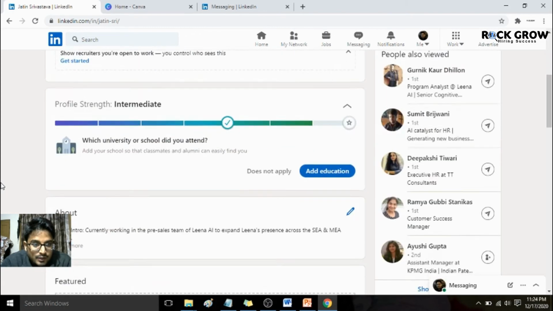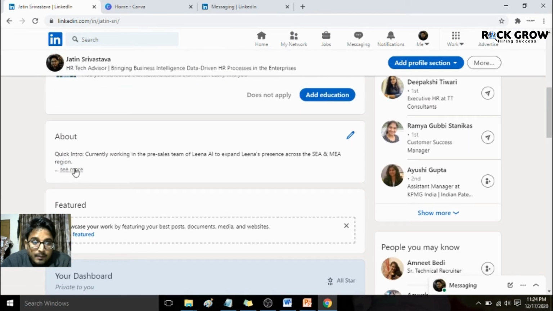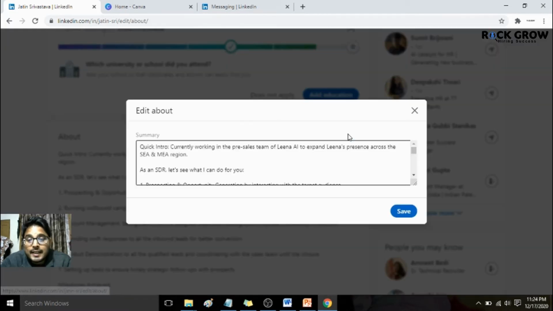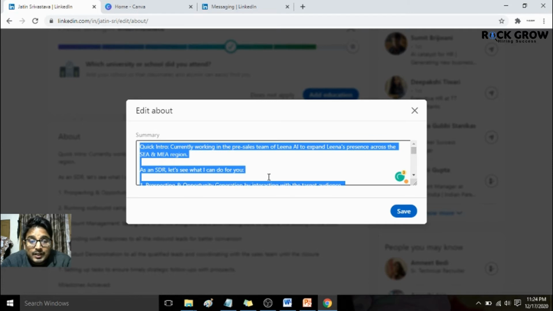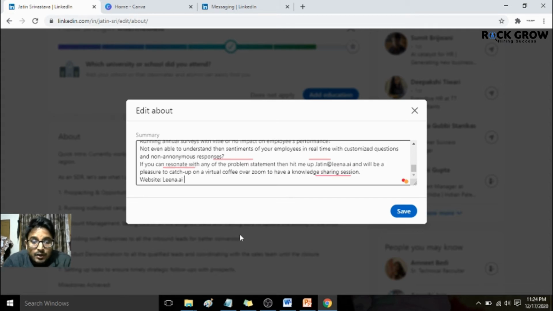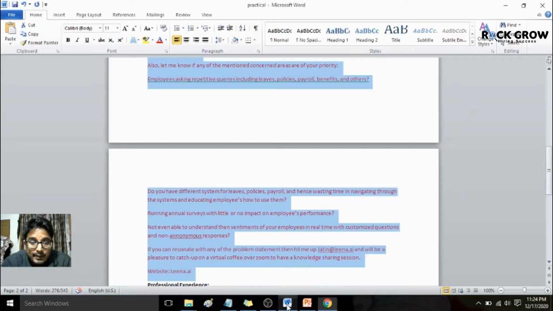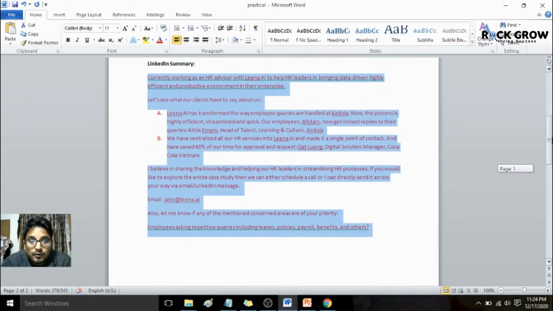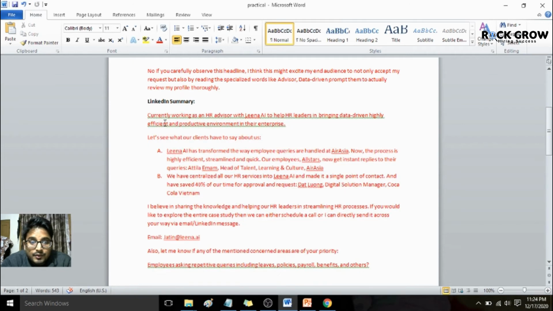Okay guys, the next section that we're going to work on is the LinkedIn about section. Make sure each and every section of your profile talks about the data driven approach, the ROI which you will be delivering to your clients. So I will be reformatting it later on, but let me show you what I am including in this. Again, I'm going to take help of this particular Word file. If you see here, currently working as an HR advisor with Lena AI to help HR leaders in bringing a data driven, highly efficient and productive environment in their enterprise.